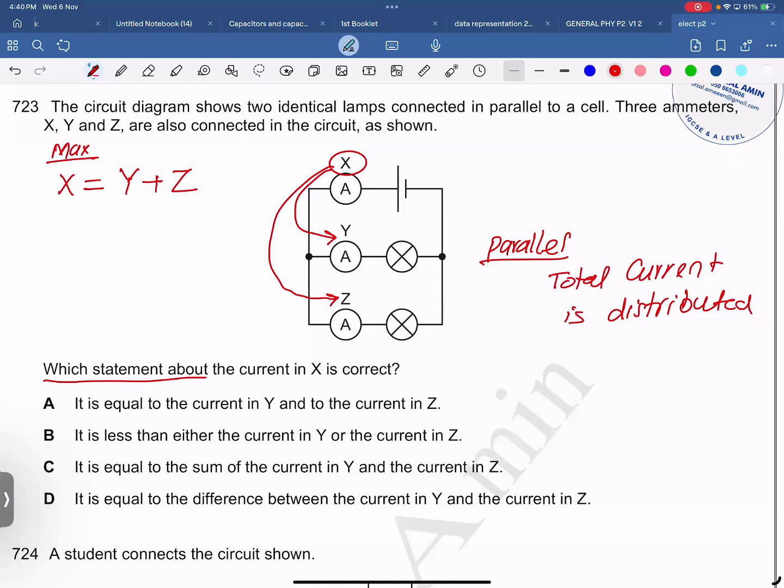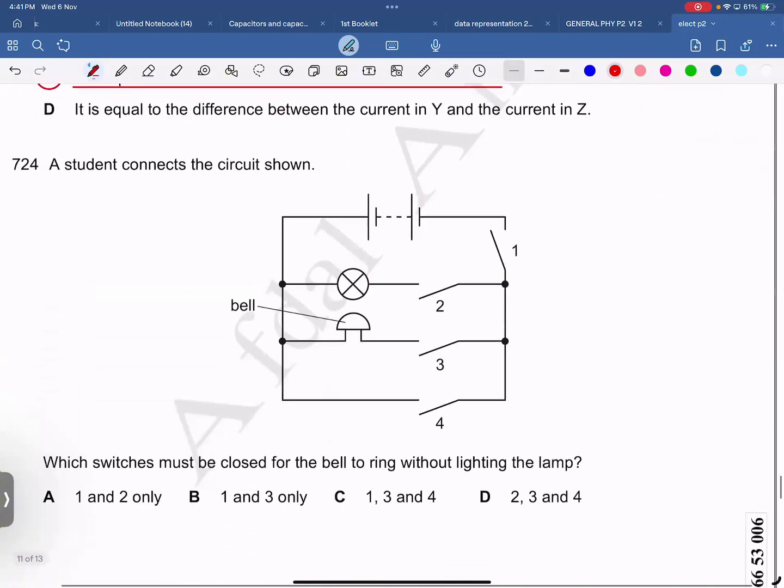What can you say about current in X? I already told you it is the sum of current Y and Z. You can read option C, that it is equal to the sum of current in Y and Z, because these 2 are in parallel. Whenever components are in parallel, total current entering is equal to total current leaving. Entering is X, leaving is Y and Z. So X is equal to Y plus Z. Option C.